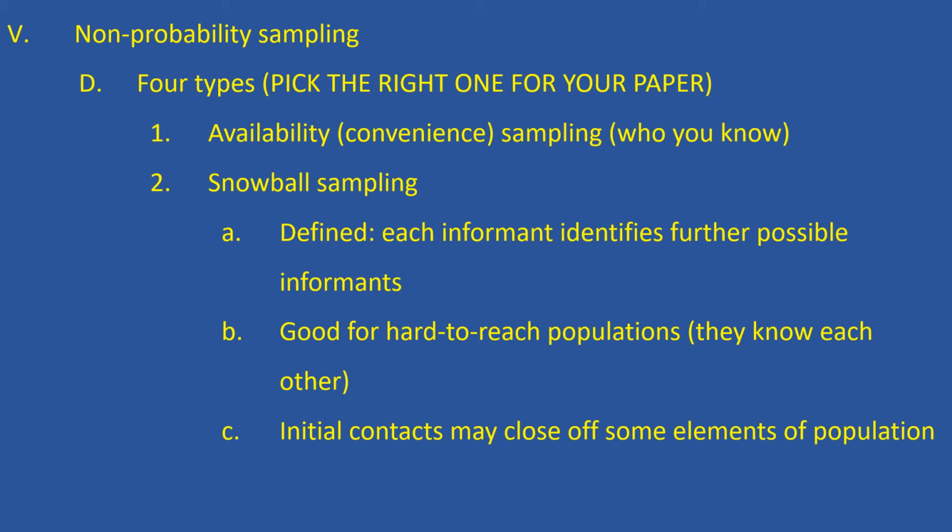So you ask, do you know anybody else? And they have to trust you. That's huge. Trust is very important to do good research and to find hard to reach populations. But snowball sampling is one of the classics for hard to reach populations.